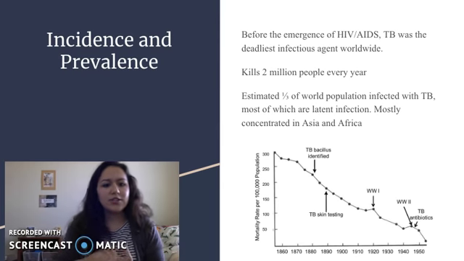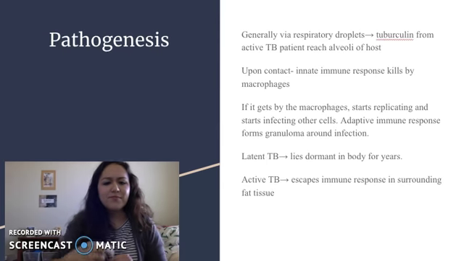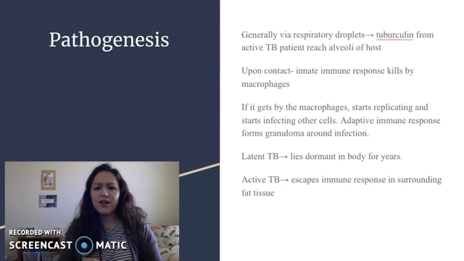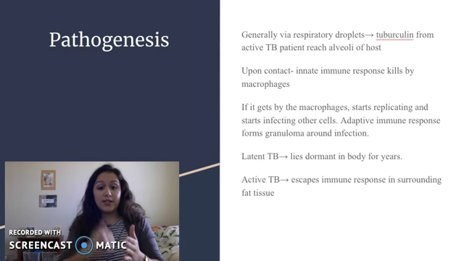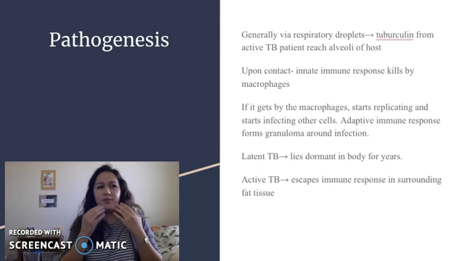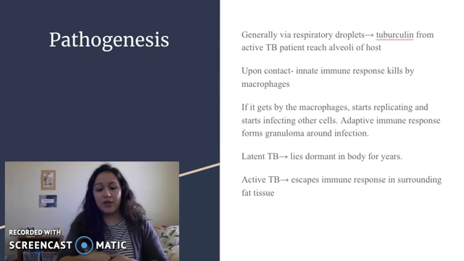I found that interesting. A little bit about the pathogenesis of the disease is that it generally goes through respiratory droplets. So from an active TB patient, someone coughs, and then the other person eventually inhales it, and then it can easily pass through there to your alveoli, to your lungs.